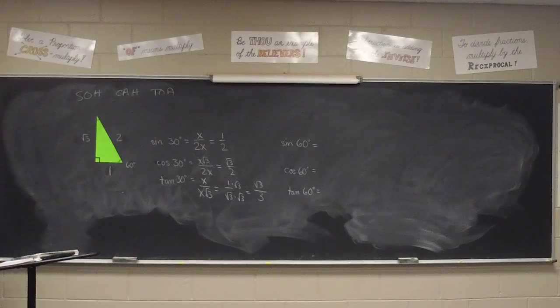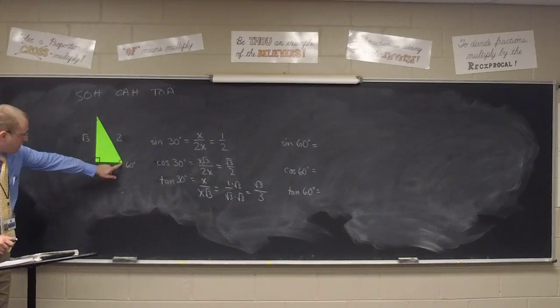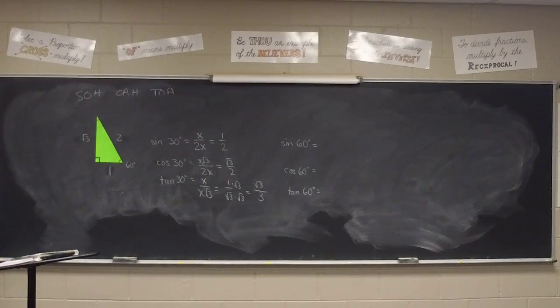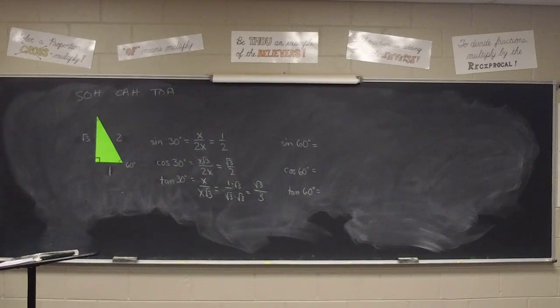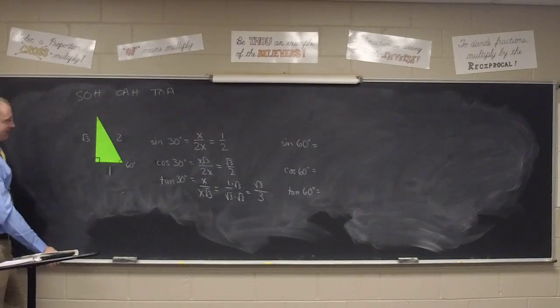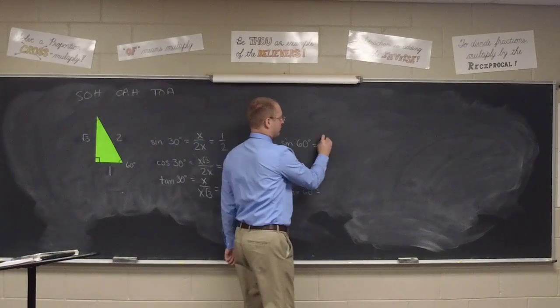No. So for the sine of 60, we're looking at this angle here now. Sine is whatever, class? Opposite over hypotenuse. Let's try to do it in unison here. Ready? What is sine, class? Opposite over hypotenuse. All right. And so for 60, opposite over hypotenuse is going to be what, class? Square root of 3 over 2.